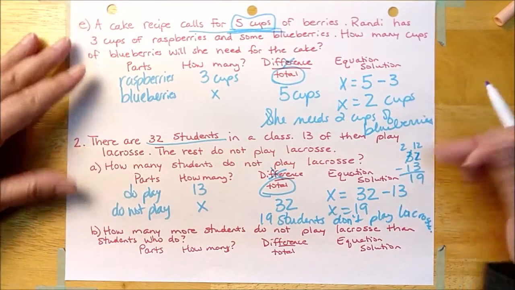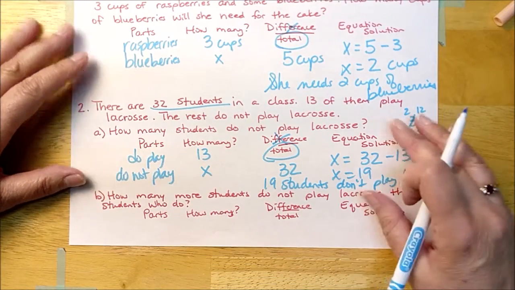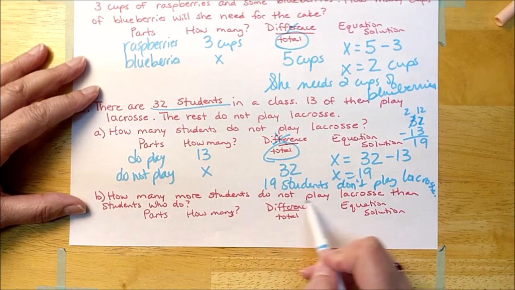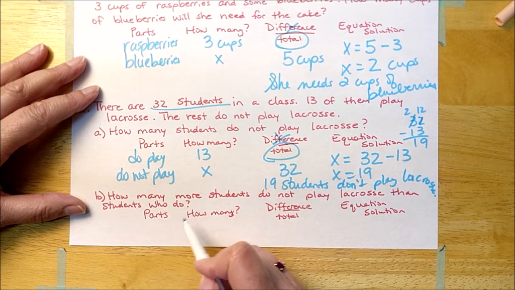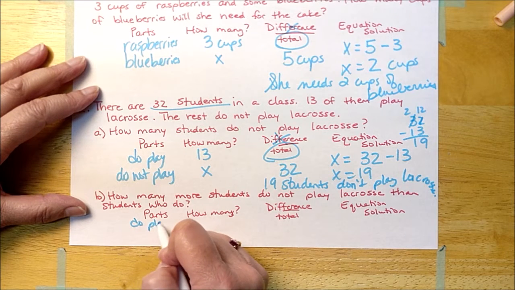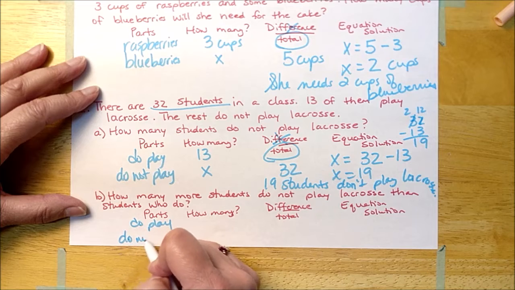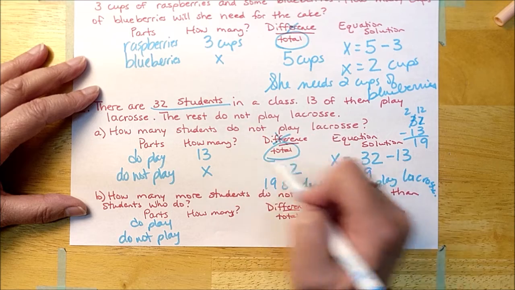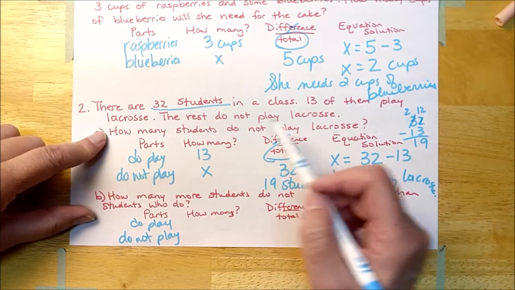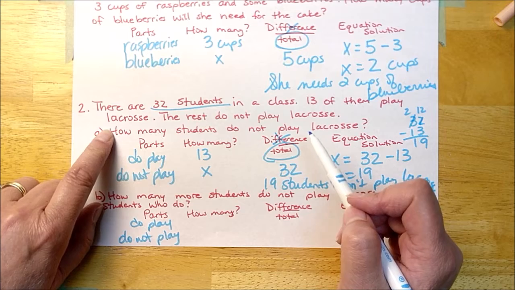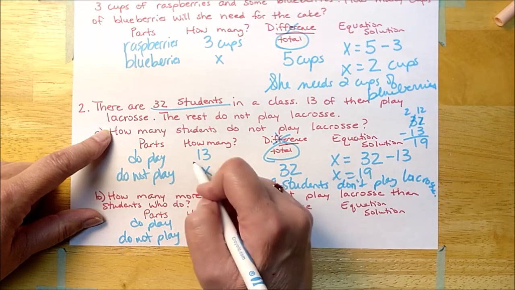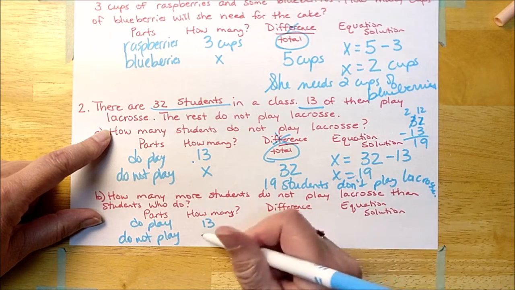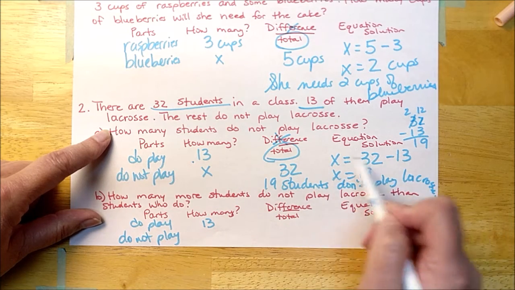Okay, part 2. We are figuring out the last part of this question we started in part 1. How many more students do not play lacrosse than students who do? So we've got the do play and the do not play. Those are my parts. I'm going to have to go back to this important information. We want to know how many people do play, and we were told that. We need to know how many people do not play, and we figured that out right over here.